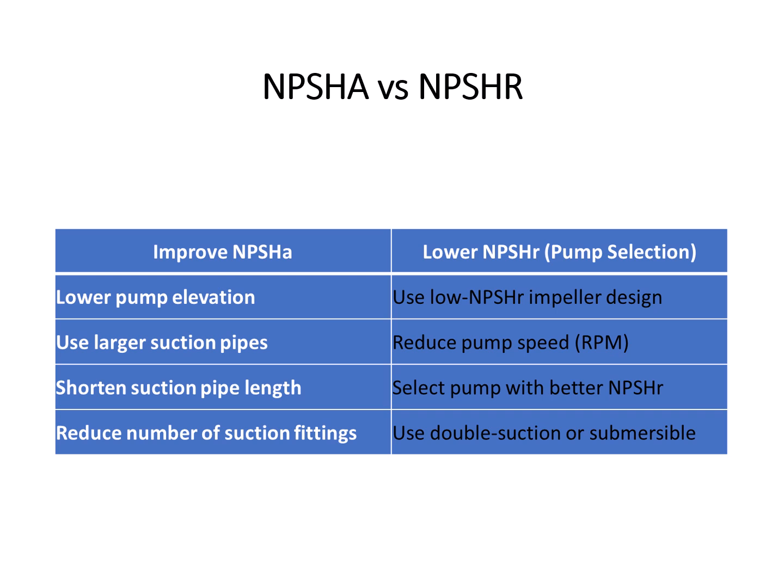These are the ways we just discussed to improve the net positive suction head available: lowering the pump elevation, using large suction pipes, short suction pipes, and reducing the number of suction fittings. And how to lower the net positive suction head required: from the manufacturer's point of view, they should use a low-requirement impeller design. From my view, if it is a variable speed pump, I can reduce the pump speed.